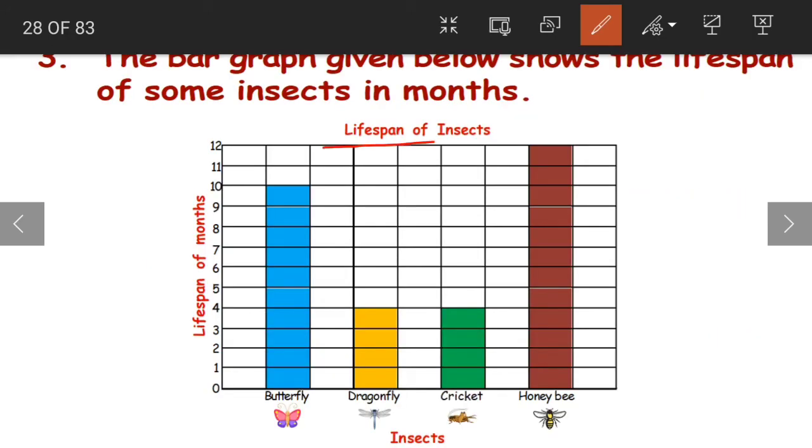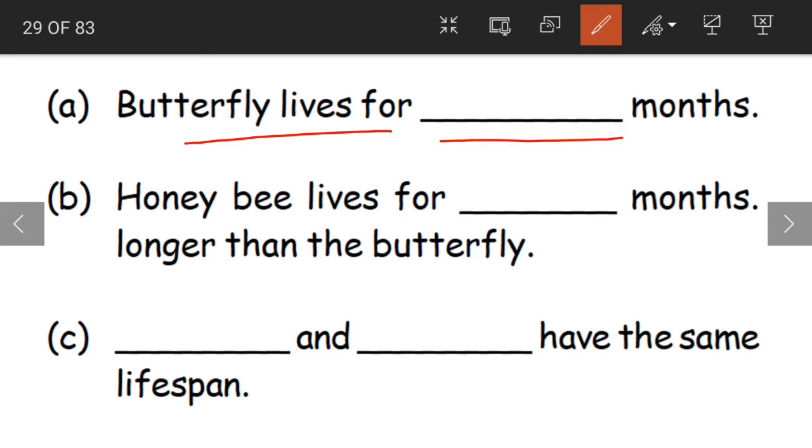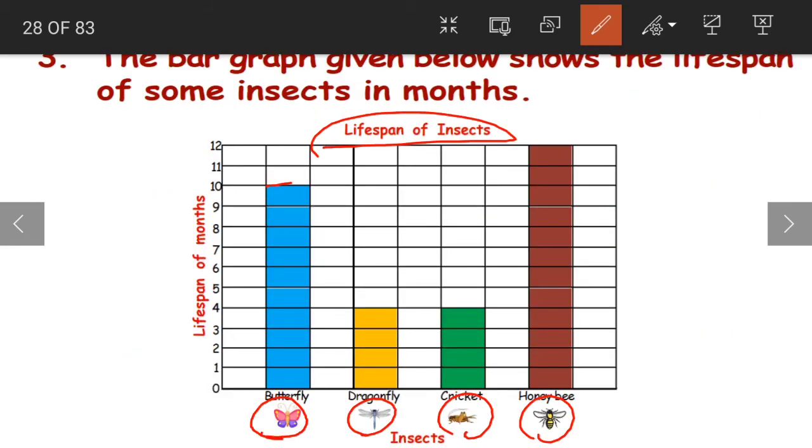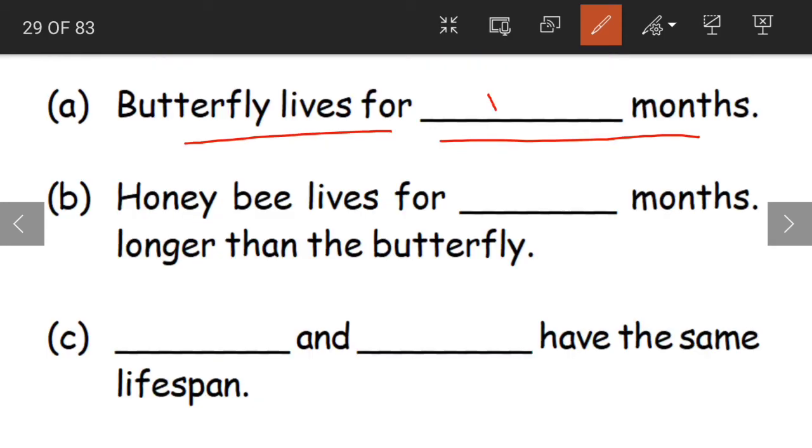What is this? It tells us the lifespan of insects. That means for how many months the insects live, like butterfly, dragonfly, cricket and honeybee. Now butterfly lives for dash months. Let us look at butterfly here. Butterfly is stopping here. If you look at the number of months, what is it? It is 10. So a butterfly lives for 10 months.